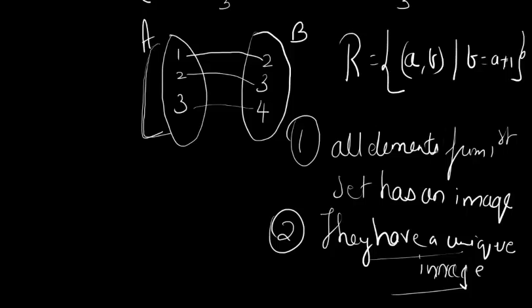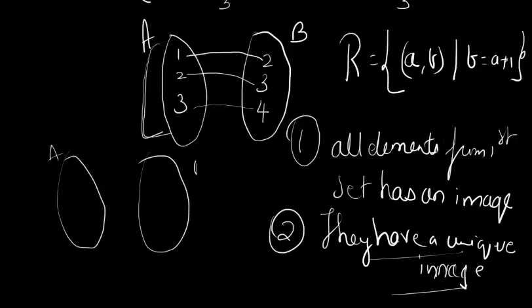Okay, now let me pick up another example with the same sets. What I'm going to do here is take two sets. This is set A and this is set B. Again, I have 1, 2, and 3, and then I have 2, 3, and 4. Now let's say in this relationship 1 is connected to 2, 1 is also connected to 3, 2 is connected to 3, and 3 is connected to 4. Okay, so the first condition has been satisfied in this case.